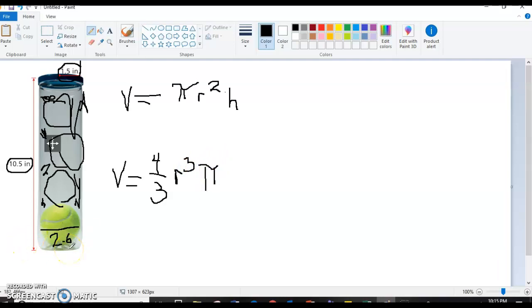If my diameter is 2.6, then half of 2.6 is going to give me the radius, the measurement from the center to the outside. Half of 2.6 is 1.3. Okay, that means I now have my radius that I can plug into my formula to solve for the volume of the tennis ball. But then after I find the volume of the tennis ball, I have to multiply that volume by how many tennis balls are in the container. So once I find the volume, remember I need to multiply it by 4 tennis balls.